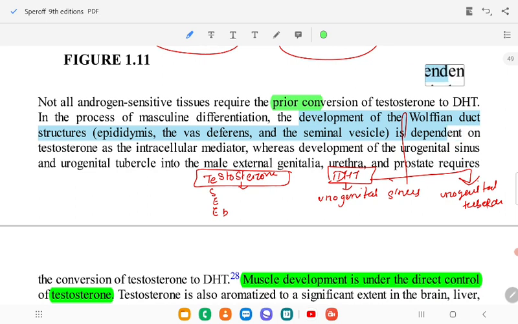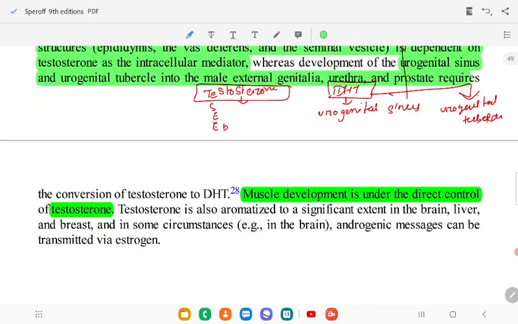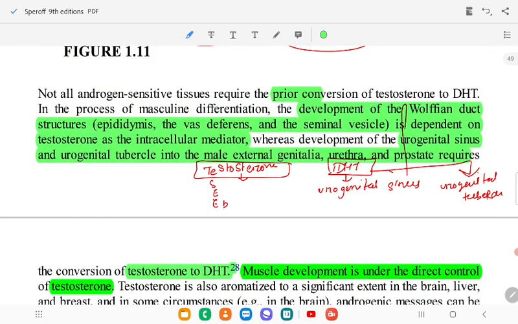epididymis, vas deferens, the seminal vesicle is dependent on testosterone as the intercellular mediator, whereas development of the urogenital sinus and urogenital tubercle into the male external genitalia, urethra, and prostate requires the conversion of testosterone to DHT. So from this point, we should know that for the development of the Wolffian duct, only testosterone is required. For the urogenital sinus and urogenital tubercle, the development of the external genitalia, urethra, and prostate requires the conversion of testosterone to DHT.